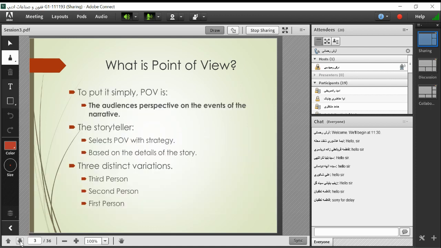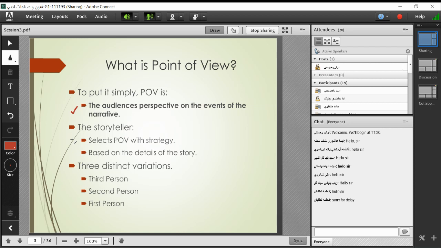So point of view basically is the audience's perspective on the events of the narrative. So consider yourself an audience. And how do you see the story? Do you see the story from the eyes of the main character, or do you see the story from afar, from a few steps behind, so that you actually see the main character in the story in full size?